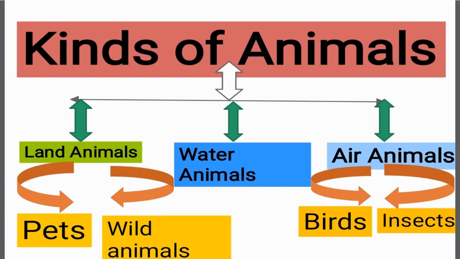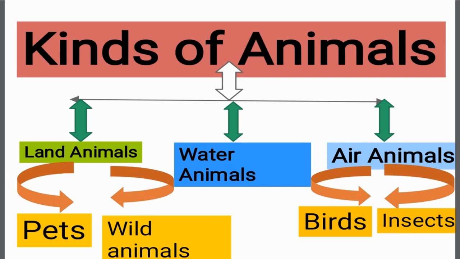The second kind of animal is water animals. Animals which live in water are called water animals. They are also called aquatic animals, such as fishes, octopus, turtle, etc.